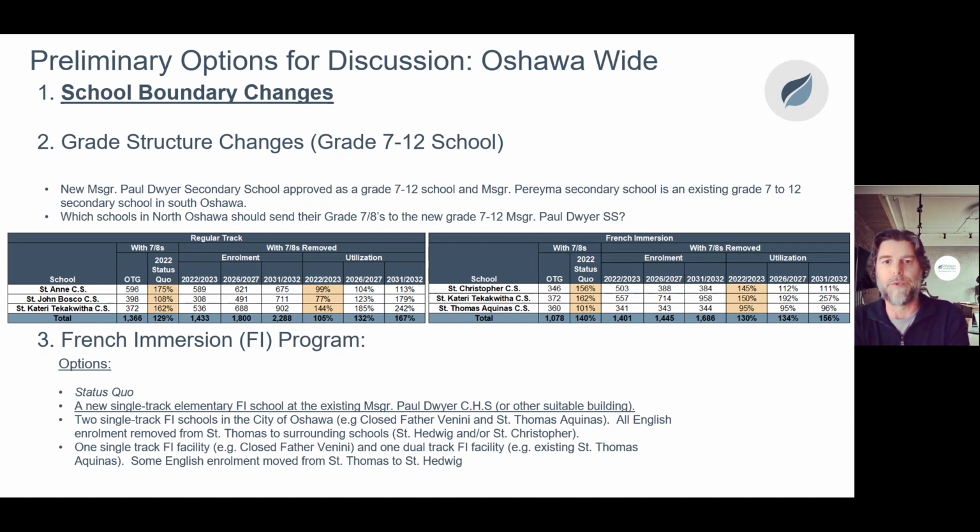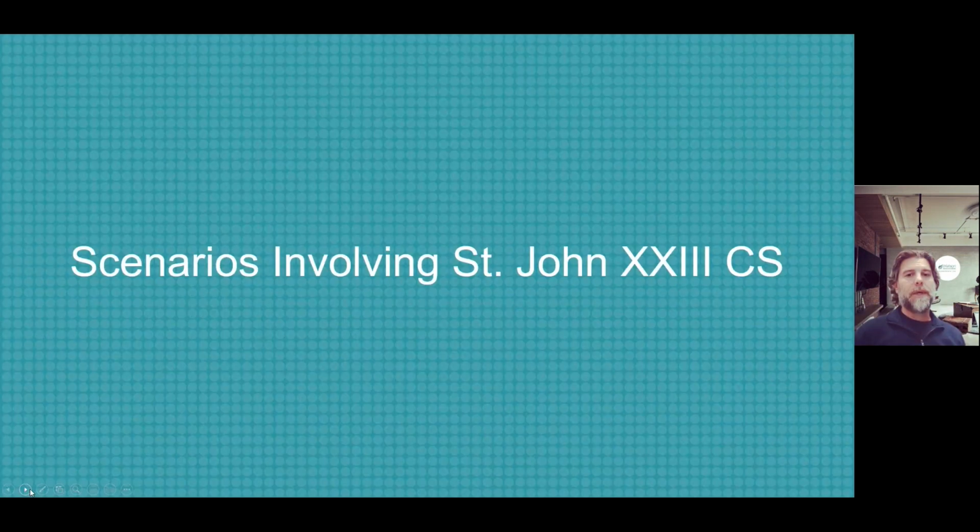The third main part of this review had to deal with French immersion programming. As we talked about previously, there are currently 3 dual track French immersion schools. So we looked at a diverse set of options all the way from status quo, leaving it as it is, to 1 single track facility for the whole city, multiple single track facilities, and combinations of single track and dual track. So really all options were considered. Now let's get into some of the considerations and scenarios that we brought forward to the public that have a specific impact on St.